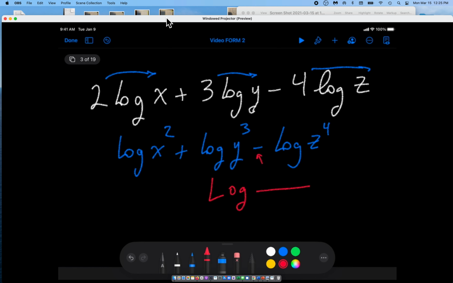If they were all plus signs, we wouldn't need that fraction line. There's a plus in front of this one. That means the x squared, this argument goes in the numerator. This argument's going to go in the numerator because it's associated with a plus sign. This argument is going to go in the denominator. And that is our final answer.